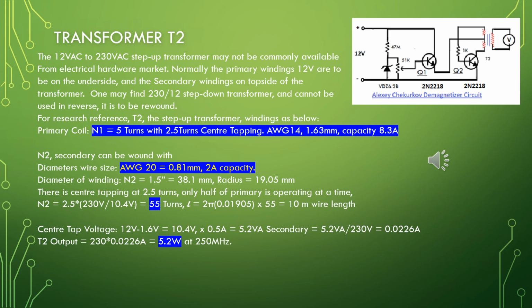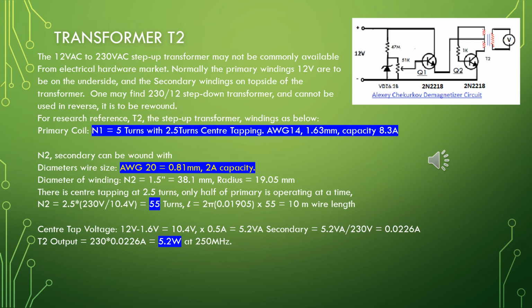Transformer T2. The 12-volt AC to 230-volt AC step-up transformer may not be commonly available from the electrical hardware market. Normally, the primary winding 12-volt are to be on the underside, and the secondary winding on the top side of the transformer. One may find 230 to 12-volt step-down transformer and cannot be used in reverse. It has to be rewound. For research reference, T2 the step-up transformer winding as below.